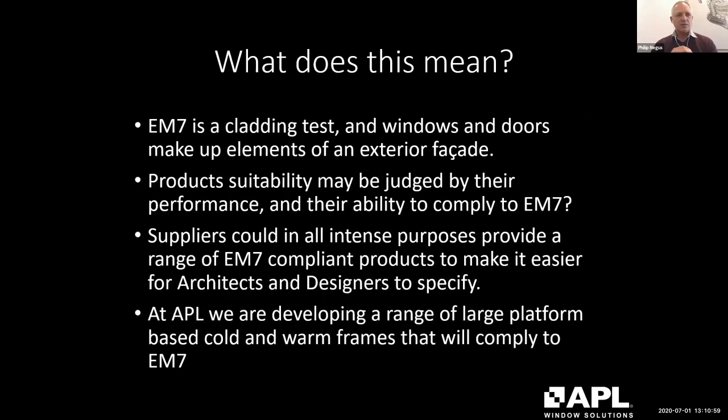So, what does this mean for material suppliers? It means that you could quite possibly develop a range of products which comply specifically to the apartment market, which in turn makes it a lot easier for specifiers, architects and designers to choose that product, knowing that it's going to do what it says it's going to do. Of course, having a range of EM7 compliant products means you have to go through that testing regime as well.